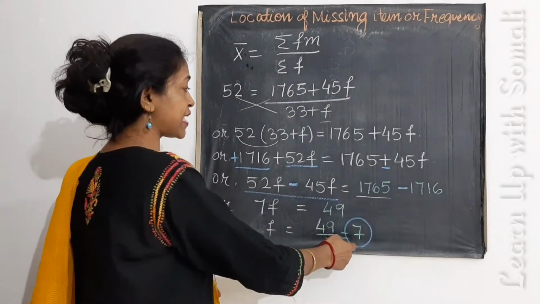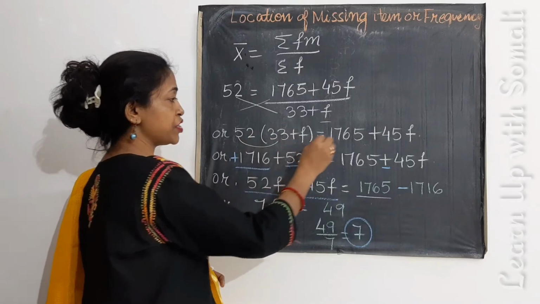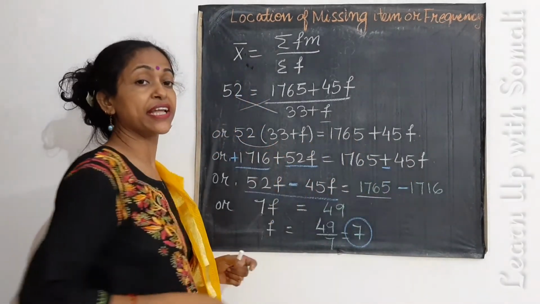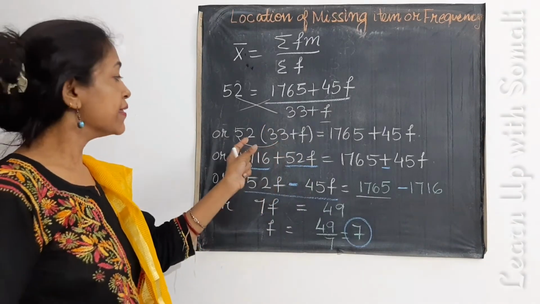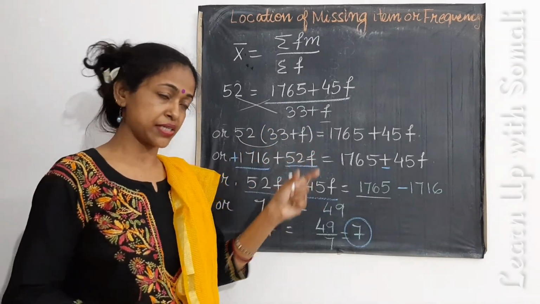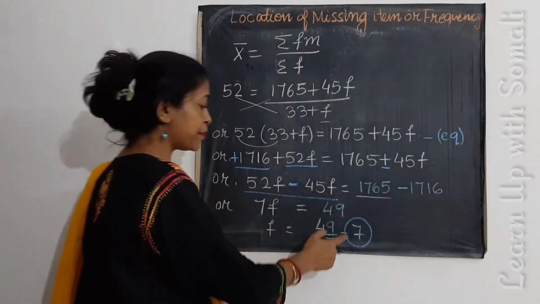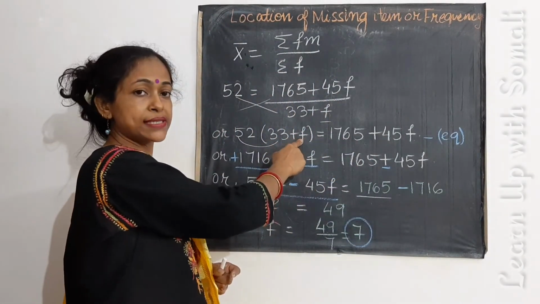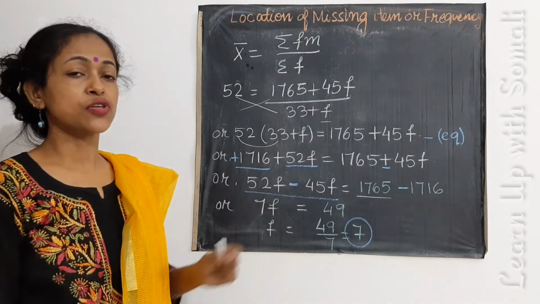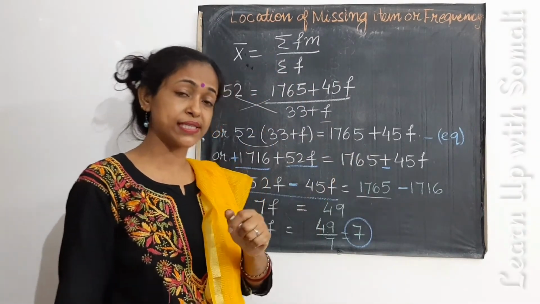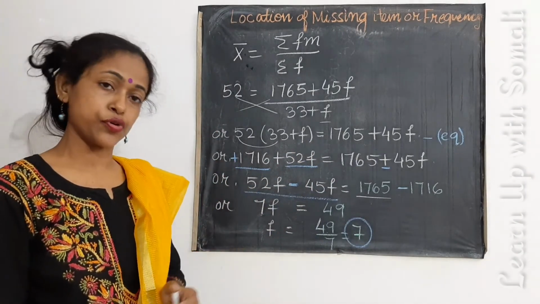If we put this 7 in this equation, then if both the sides get tallied and become equal, that means our sum is correct. So this is the equation. You can have a recheck by putting this value instead of F. So this way you have to calculate missing item or frequency if it is asked in the question.